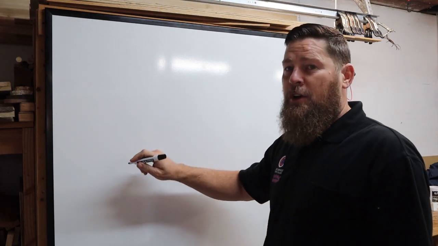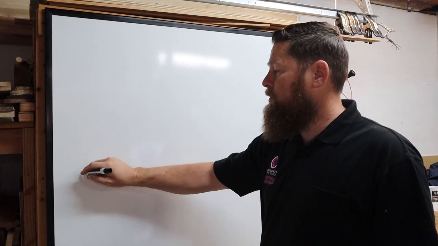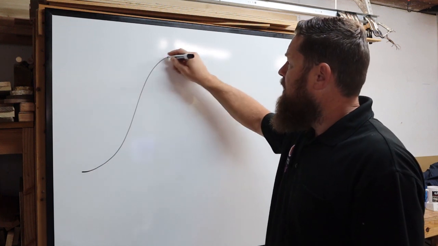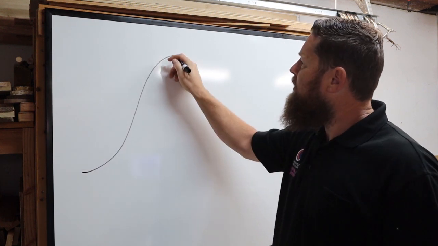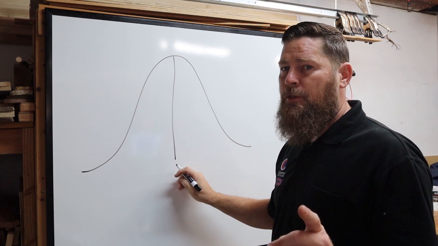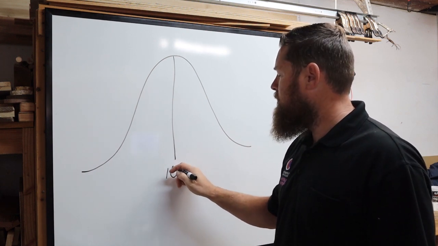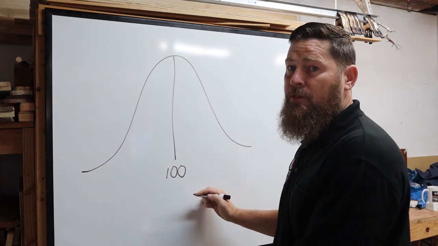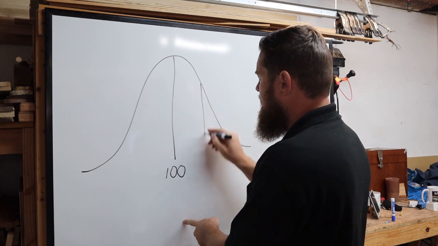So we're going to draw out first a normal curve. The normal curve starts out here, and we know that the average IQ, or the mean for the population, is 100. Standard deviation is 15.